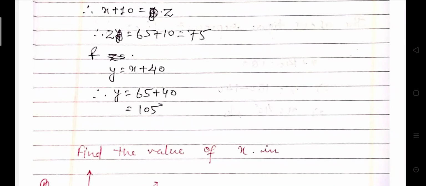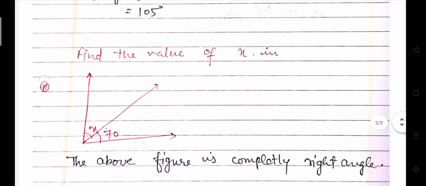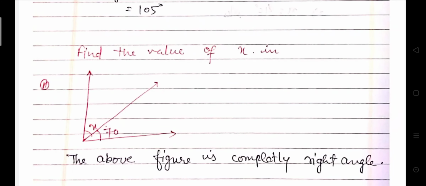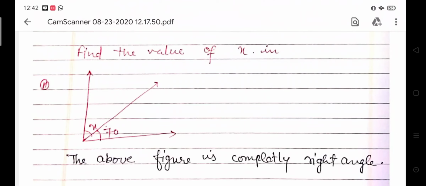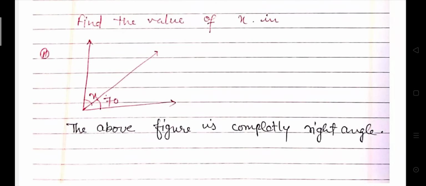Now let us see another question. Find the value of x in the following figure. The figure is given here. In this figure we can see that the complete angle is a right angle, and it is also an adjacent angle. Why is it an adjacent angle? Because there is a common side which forms two angles, that is x and 70, and also a common vertex.